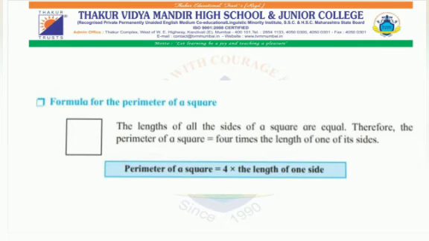Let us go ahead and understand the formula for the perimeter of a square. Students, as you can see, the lengths of all the sides of a square are equal. Therefore, the perimeter of a square equals 4 times the length of one of its sides. So, the perimeter of a square equals 4 into the length of one side. Let us understand with the help of an example.